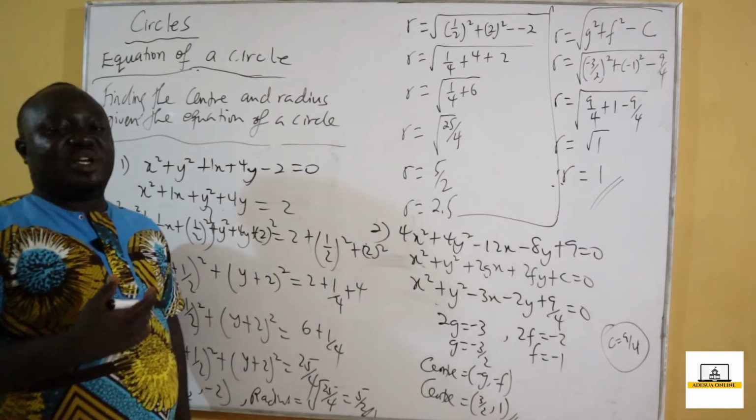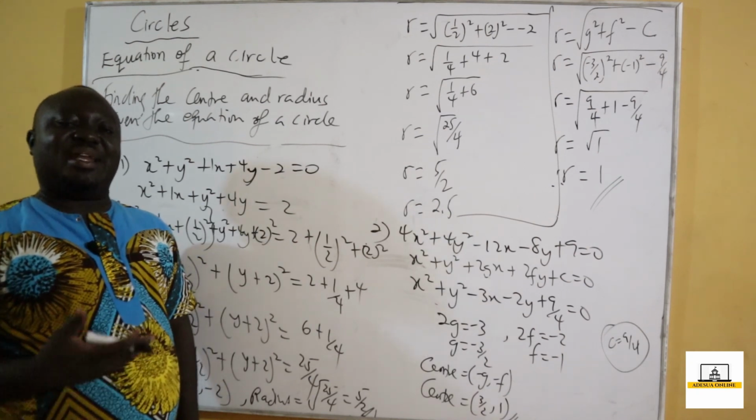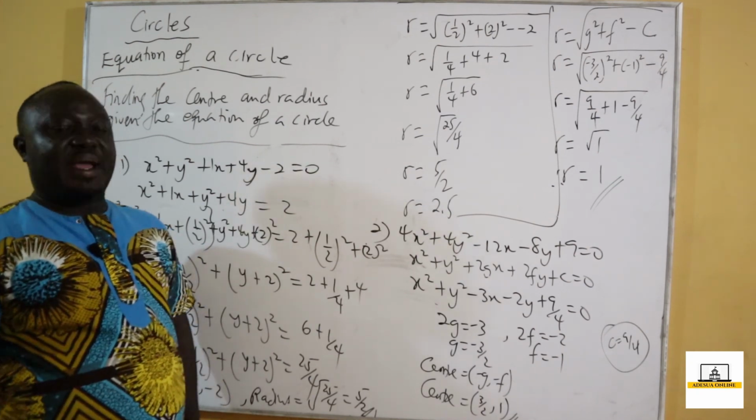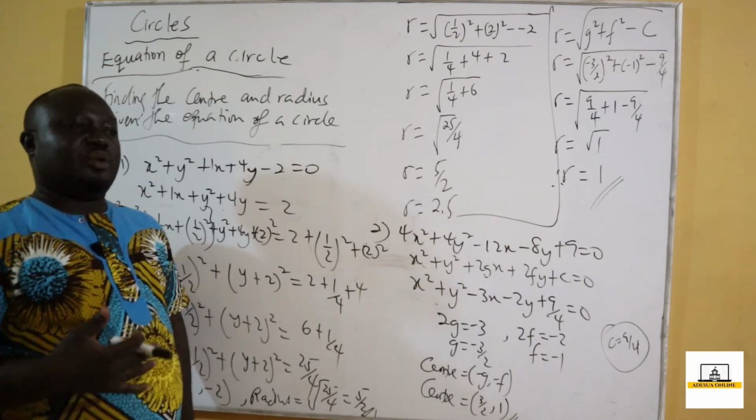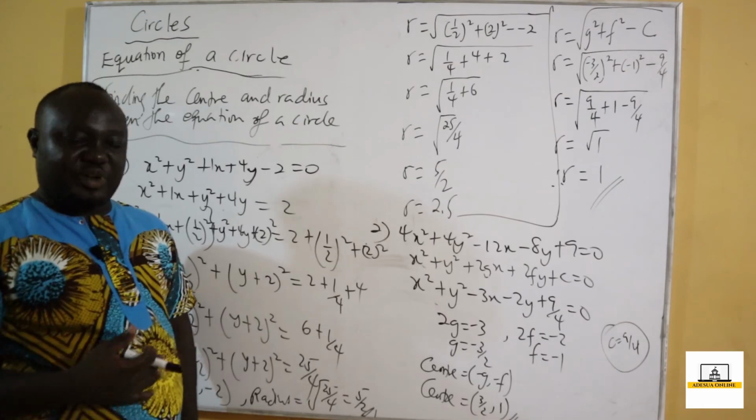Learn how to find the equation of a circle when you are given the center and a point on the circle. And then learn how to find the equation of a circle when you are given 3 points on the circumference of the circle.